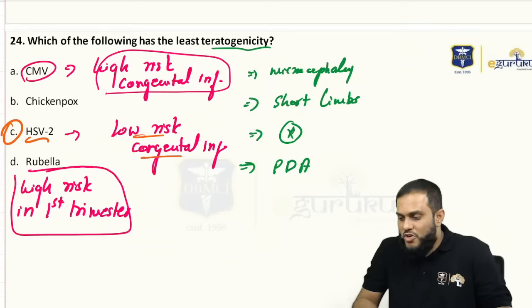Mother with history of painful genital ulcer and neonate with poor feeding, vomiting, seizure, and vesicles on the anterior abdominal wall and forearm. Thank you guys.